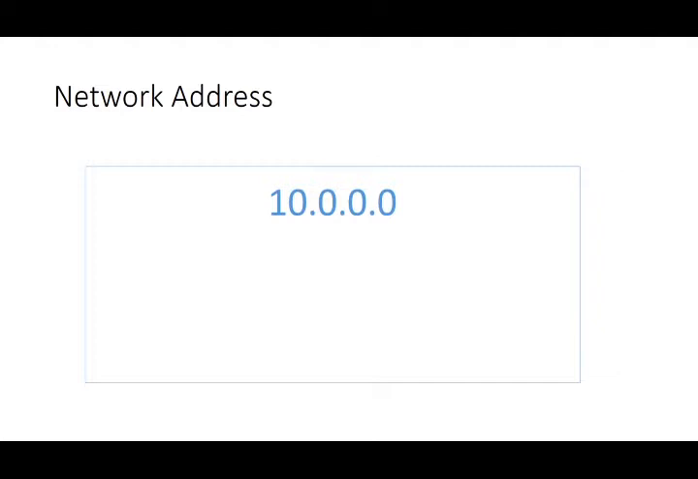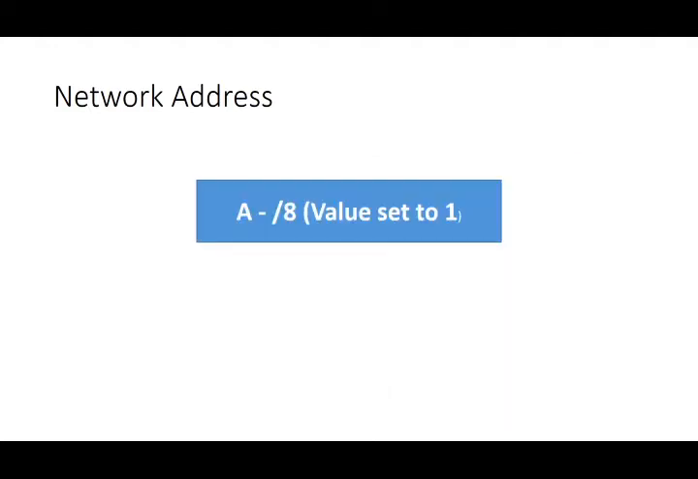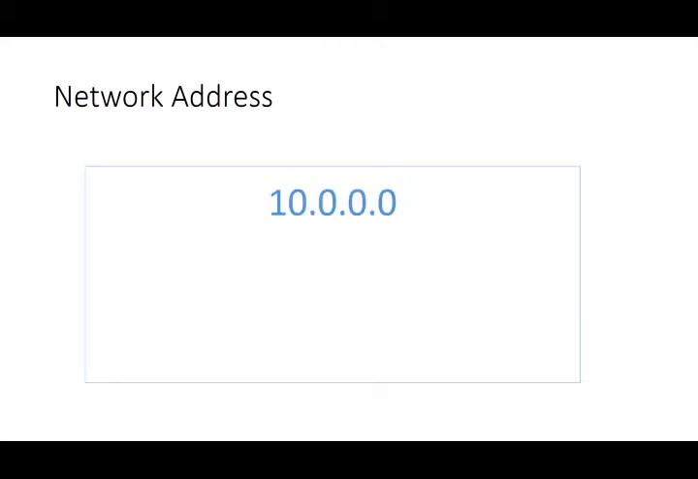The network address is an address where the value of 0 is set for all bits that are in the host position. Recall that we have a default mask for each class of IP address. In the class A address space, the default mask would be a /8, which indicates that the very first 8 bits would have the value set to 1, identifying the network. So let's say we had an address of 10.0.0.0. The first 8 bits would indicate the network portion.